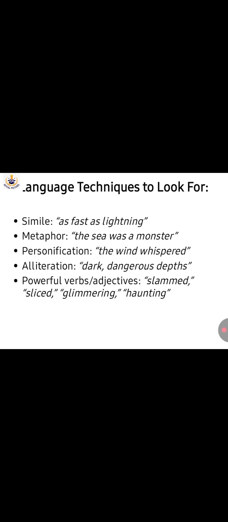Language techniques to look for. In that extract, we have simile: 'as fast as lightning'; metaphor: 'the sea was a monster'; personification: 'the wind whispered'; alliteration: 'dark, dangerous path'; powerful verbs or adjectives: slammed, sliced, shimmery, haunting.